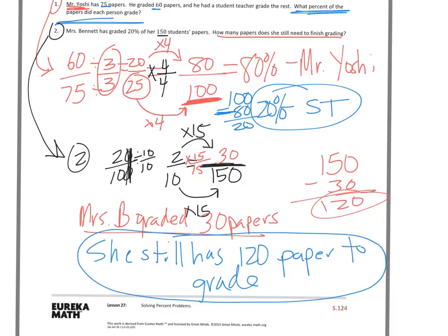So that's how we figure out these percentages, whether we're looking for the part or the whole or the percentage. It's really important that we take note within the problem what we're looking for. 150 was the total number of papers. 20% was what she graded, so we had to find the part for that one.